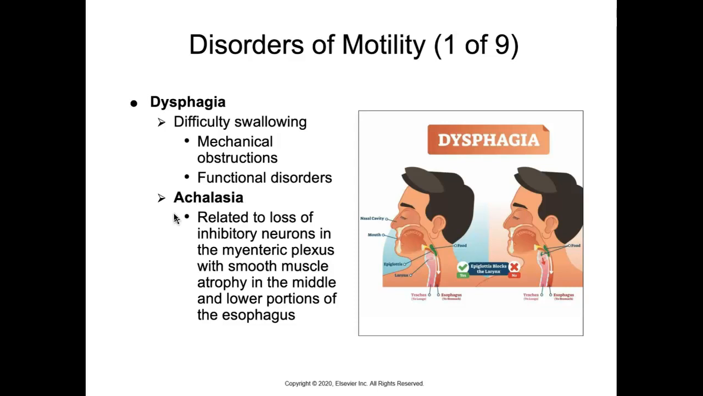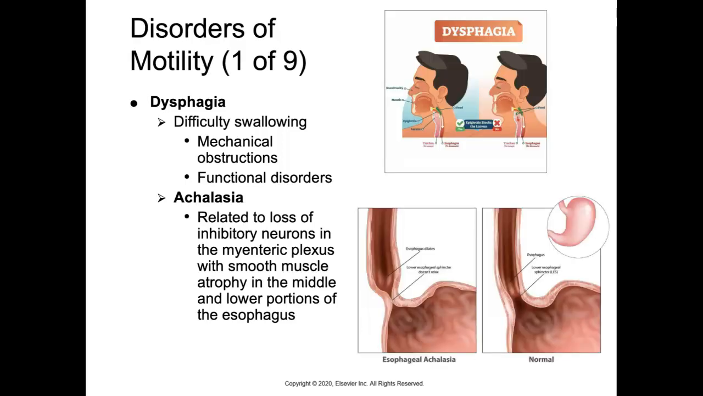that lower esophageal sphincter. And you can see that, I had to pop this image in, you could see that in this image over here, where that lower esophageal sphincter is essentially the gate protector of that food in the esophagus moving down into the stomach. And that is because we lose the inhibitory neurons within that myenteric plexus in the muscularis externa layer, and therefore get atrophy of that smooth muscle in that layer in the middle and lower portions of the esophagus.